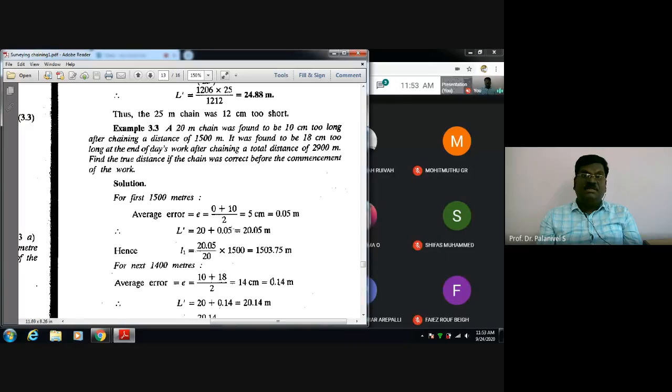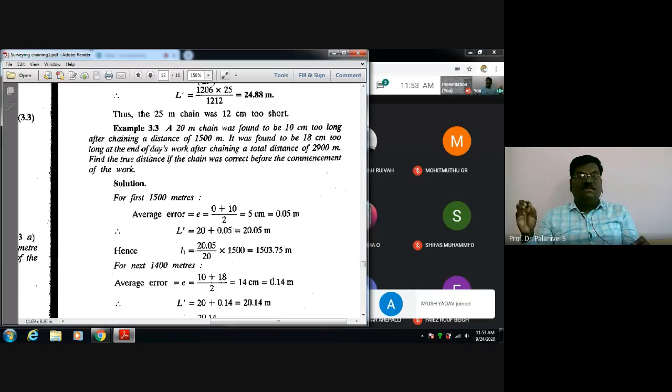After measuring 1,500 meter, it was found too long, but it was not too long right from the beginning. Please keep it in mind. That is the meaning. Initially, it was all right. The chain was exactly 20 meters in length. After measuring 1,500 meter, due to the sunlight, it might have expanded. That is why it is found to be 10 centimeters too long.